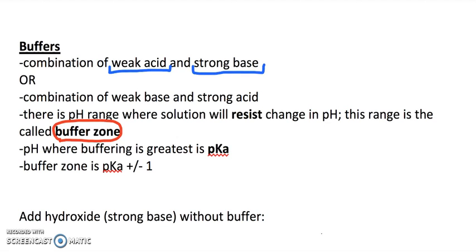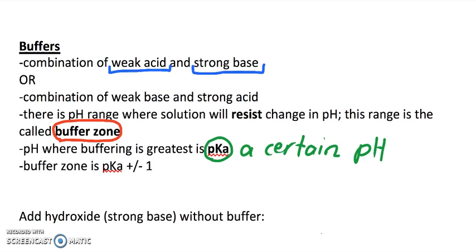And then kind of in the middle of the buffer zone, there's a certain pH where the buffering is greatest. We call this the pKa. And remember, the pKa is just a pH, a certain pH unique to acids and bases. And to help you find the buffer zone, it's basically plus or minus 1 of the pKa.